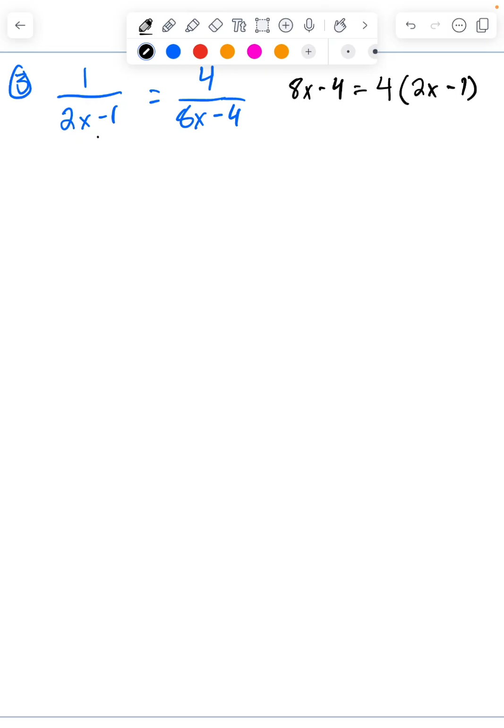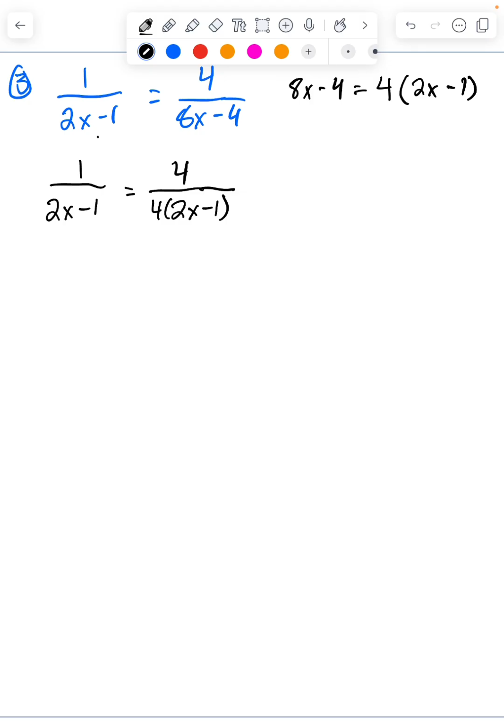Negative 1, right? So this is fully factored. Now, surprisingly, let's take a look. Let's rewrite this: 1 over 2x minus 1 equals 4 over 4 times 2x minus 1. There are a couple of things we might notice, but I want to do the problem fully.